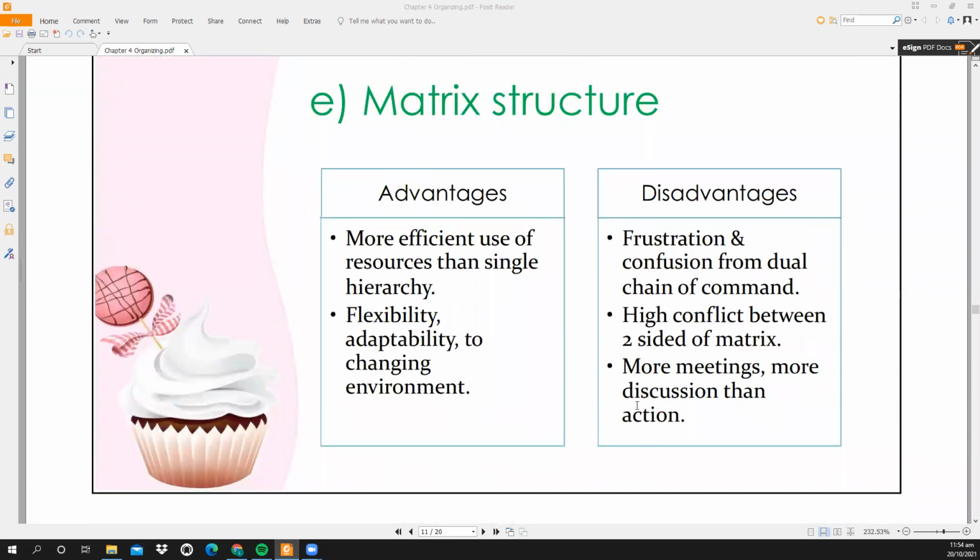Okay, so anong advantage no? More efficient use of resources than single hierarchy. Flexibility, adaptability to changing environment. And disadvantage naman, no, frustration and confusion from dual chain of command. High conflict between two-sided of matrix, more meetings, more discussion than action.